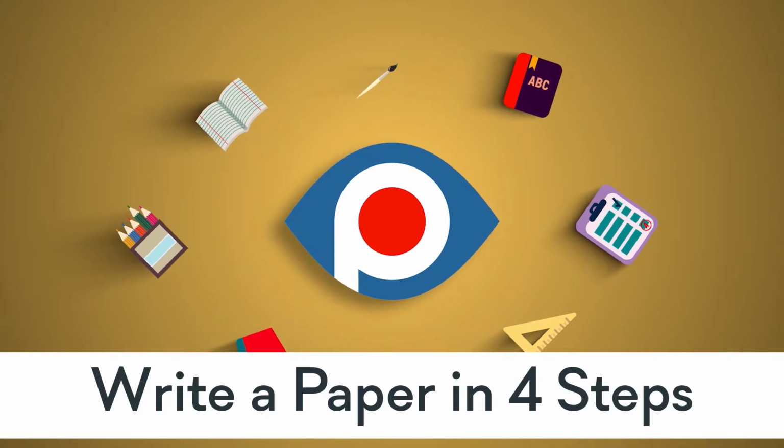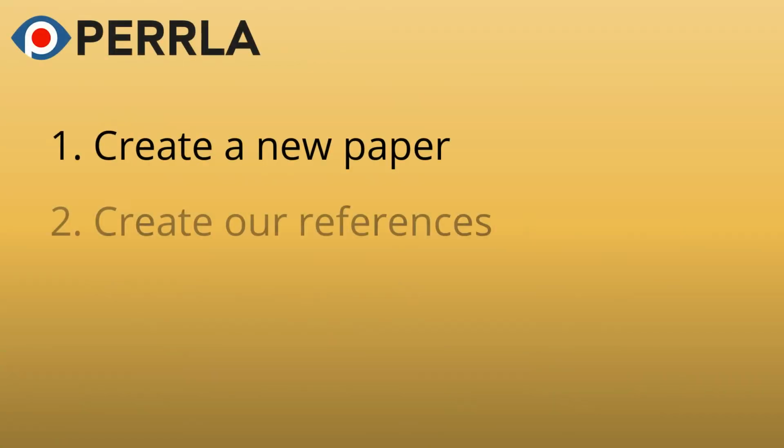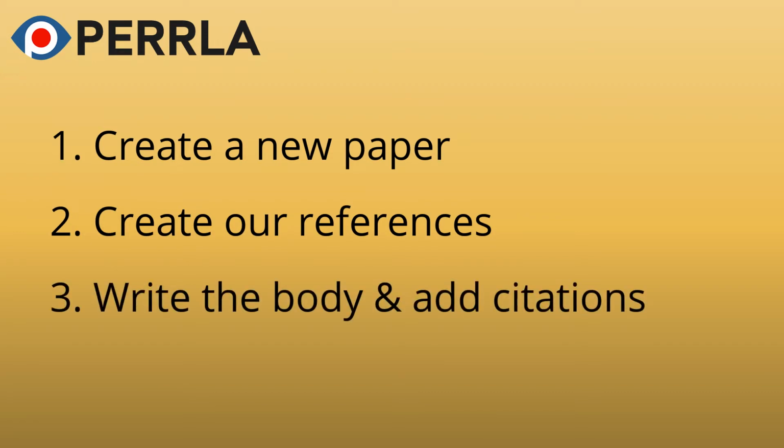Here's how we can write a perfectly formatted paper using PERRLA in just 4 steps. First, we'll create a paper. Then we'll create our references. After that, we'll need to write the body and create our citations. Lastly, once we're finished, we can turn our paper in.